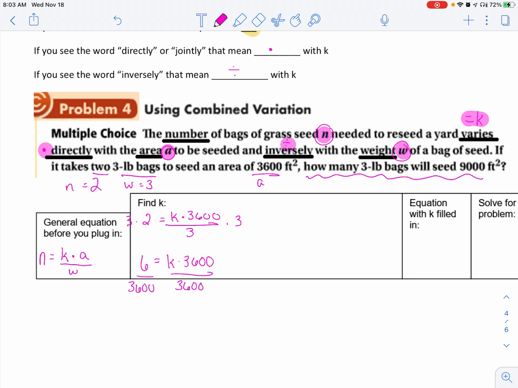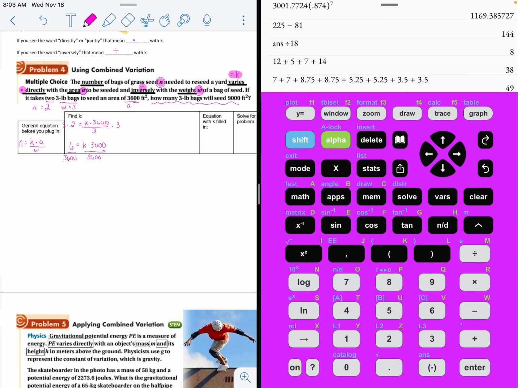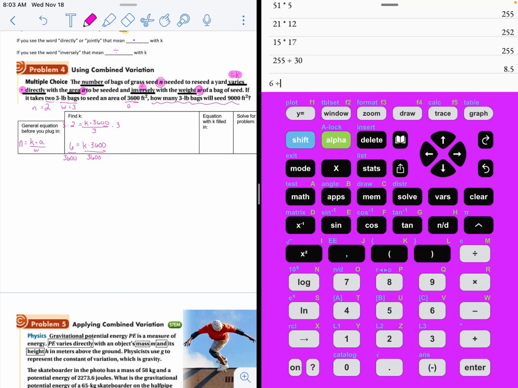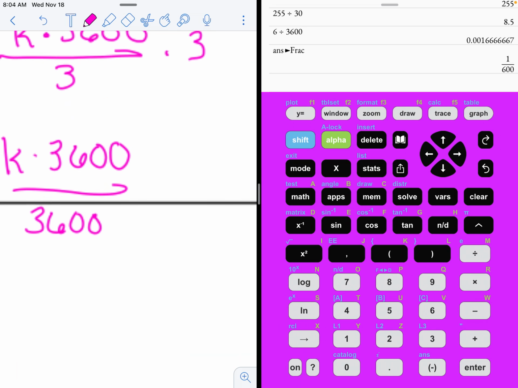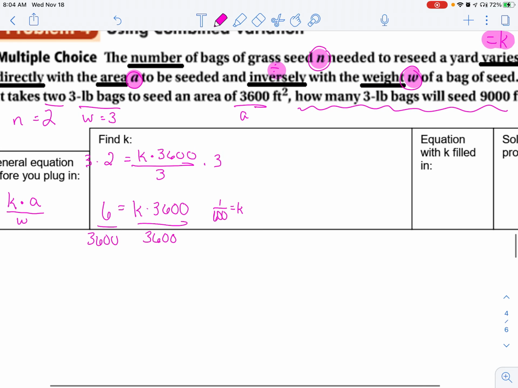Let's not use a decimal. Okay, let's use a fraction. So it's going to be over 600. I just want to verify so I don't do the whole problem wrong. Okay, 1 over 600. So 1 over 600 equals K. So there's all my work for finding K.